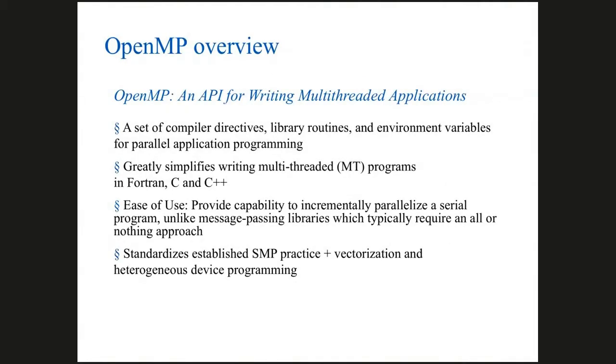OpenMP is an application programming interface for writing multi-threaded applications. It consists of a set of compiler directives, library routines, and an environment variable for parallel application programming. So the approach simplifies writing multi-threaded programs in Fortran, C, and C++.